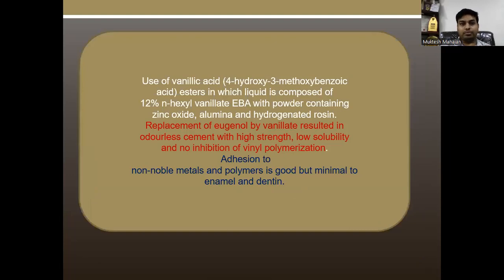Some of the other variants of the zinc oxide eugenol are the use of vanillic acid, 4-hydroxy 3-methoxybenzoic acid ester, in which the liquid is composed of 12% hexyl vanillate and EBA, with a powder containing zinc oxide, alumina, and hydrogenated rosin. Replacement of the eugenol by vanillate resulted in an odorless cement with high strength, low solubility, and no inhibition of the vinyl polymerization. Adhesion to non-noble metals and polymers is good, but minimal to enamel and dentin.